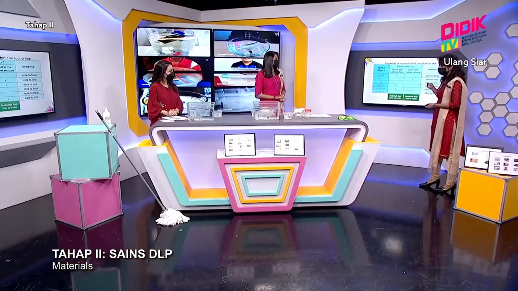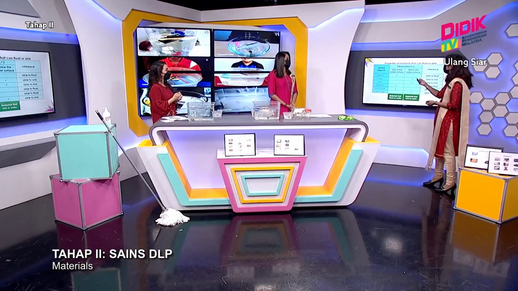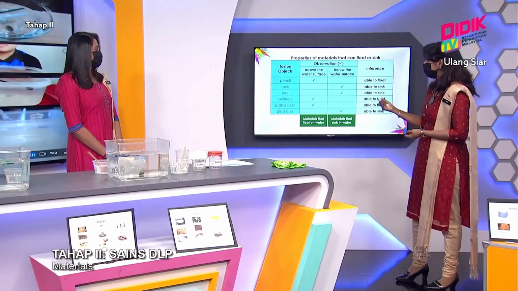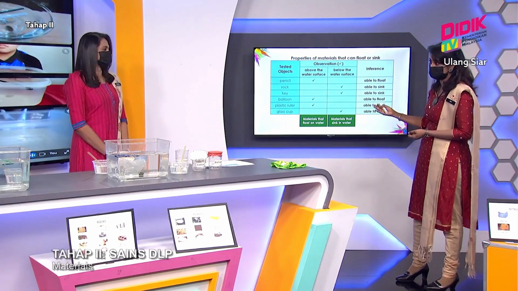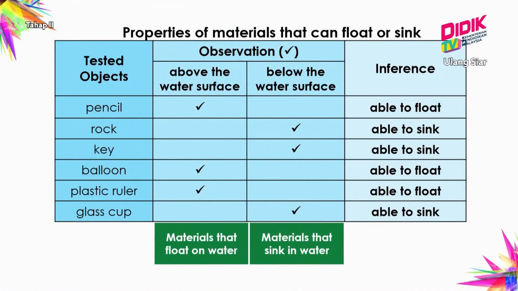Okay, we have here the properties of material that can float or sink. The objects that they tested just now are pencil, rock, key, balloon, plastic ruler, and glass cup. Above the water surface are the pencil, balloon, and plastic ruler. Below the water surface are the rock, key, and glass cup. When they are above the water surface, we call it the ability to float. When below the water surface, we call it the ability to sink. So these are the materials that can float on water and the materials that sink in water. That's what we have learned just now.